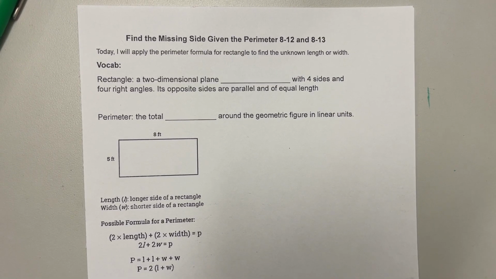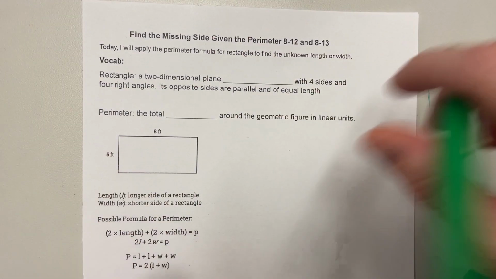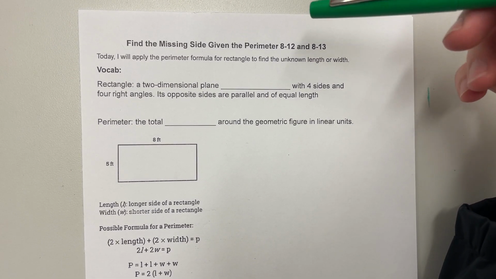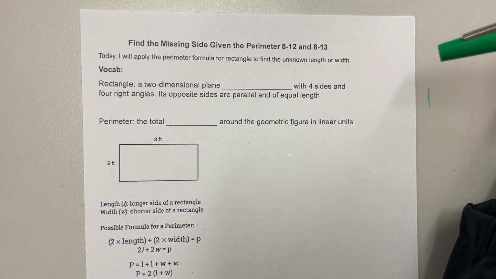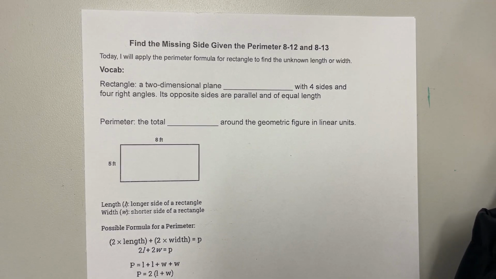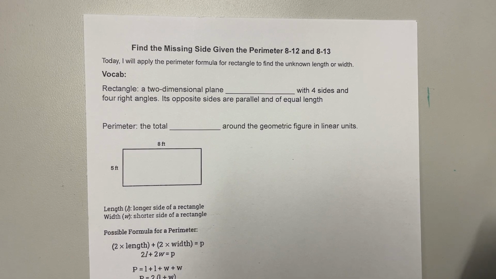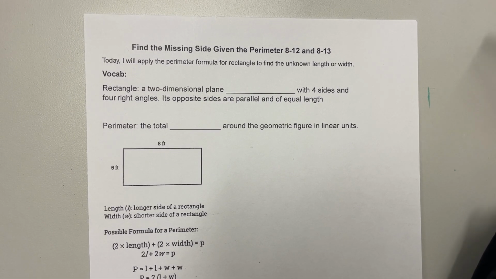Hi class, we have our final lesson in Unit 8. It's finding the missing side given the perimeter. So this is found in Swun 8-12 and 8-13. Our learning goal is: today I will apply the perimeter formula for rectangle to find the unknown length or width.